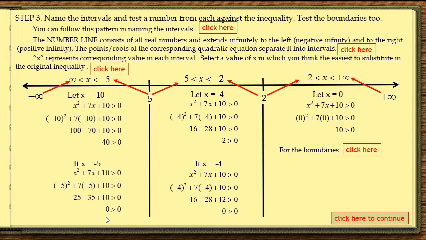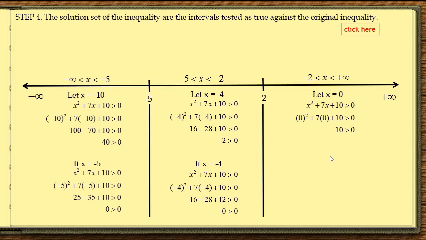we will have this answer. Take note that the answer here will always be 0 because negative 5 and negative 2 are the solutions of the quadratic equation. Now, the solution set of the inequality are the intervals tested as true against the original inequality. So, which of the following intervals tested as true?